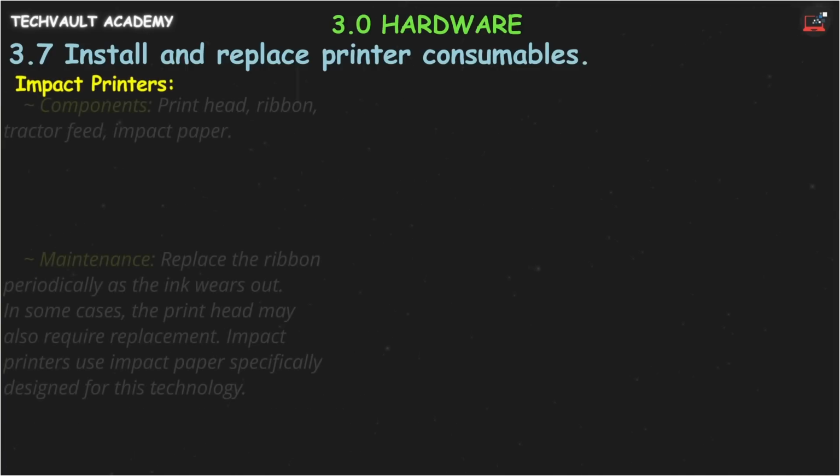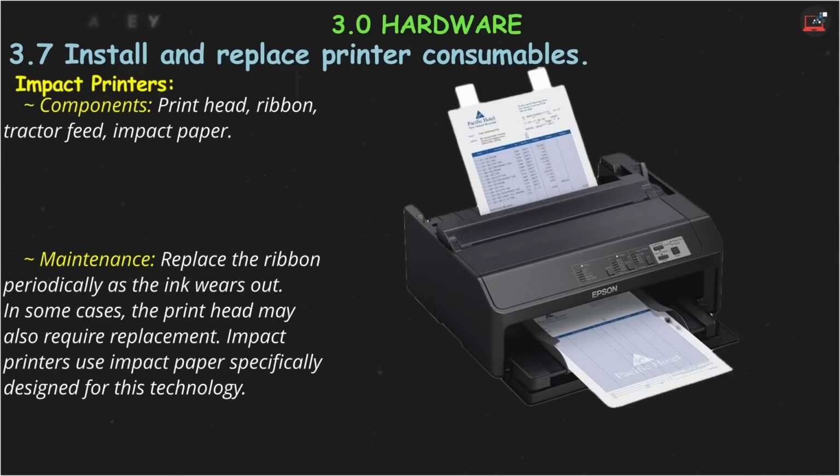Impact printers. Components: print head, ribbon, tractor feed, impact paper. Maintenance. Replace the ribbon periodically as the ink wears out. In some cases, the print head may also require replacement. Impact printers use impact paper specifically designed for this technology.